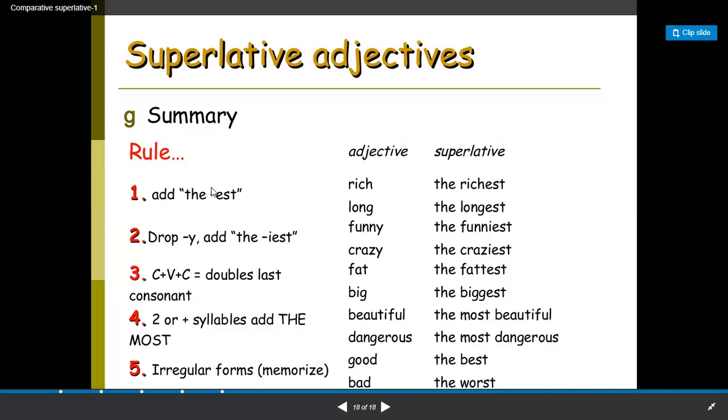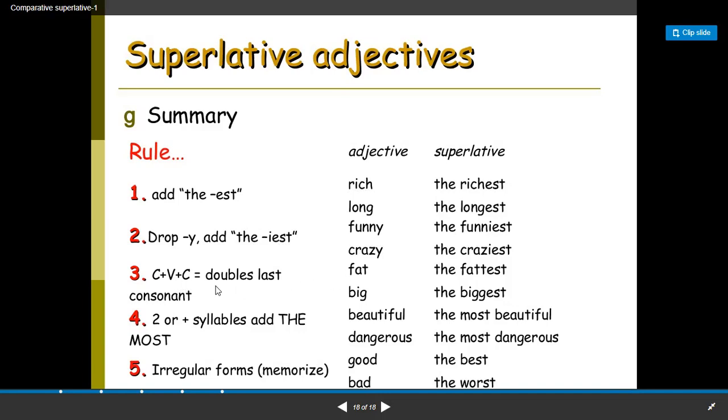Then if we have a small adjective like rich or long, we will say this person is the richest, or the longest, or the tallest, or the smallest. This is if you have a small adjective. If you have an adjective that ends with Y, like funny, crazy, easy, lazy, happy, again, we will change the Y to I and add EST. Then it will be: this person is the funniest in the group. This girl is the craziest in the class.